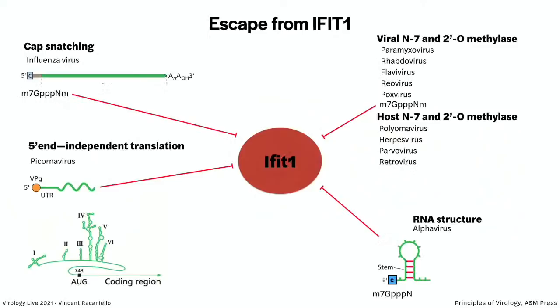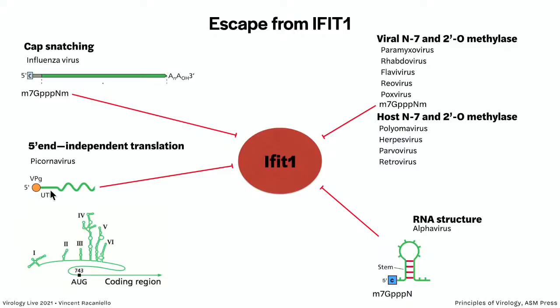How do viruses escape from it? Because obviously viruses have to, otherwise they wouldn't exist. Well, influenza virus, look at this. Remember, the mRNAs of influenza virus are primed with pieces of cellular mRNAs. So those are cellular caps, so they're 2'O-methylated. Escape from IFIT. Picornaviruses have a protein at the 5' end. I showed it to you on the little model behind me, the protein on the 5' end. So there's no cap. There's nowhere for IFIT to bind. Escape from IFIT.